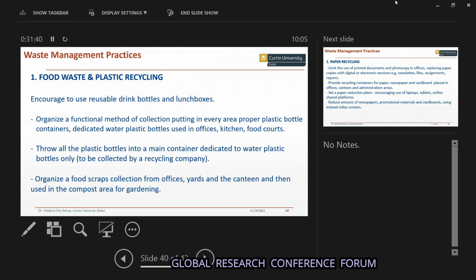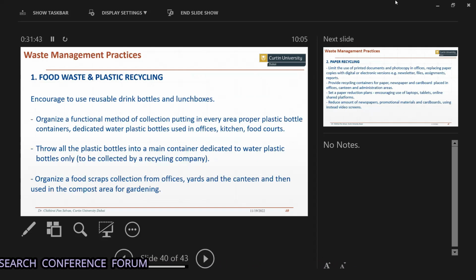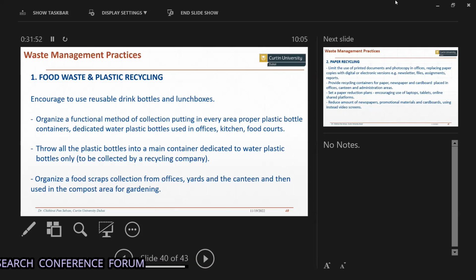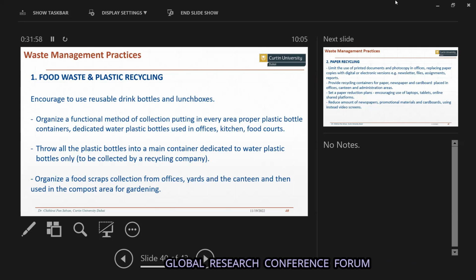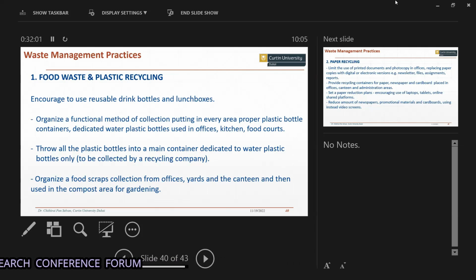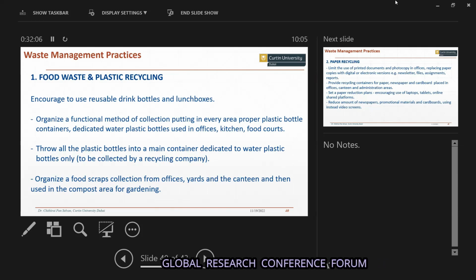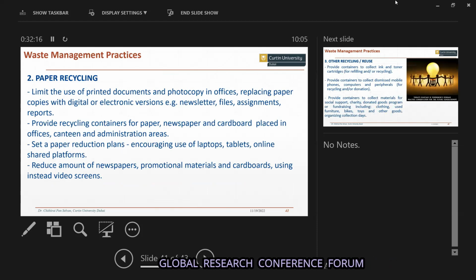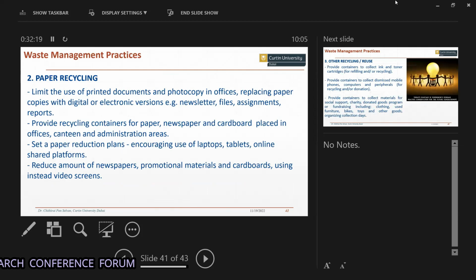Waste management, recycling: limit the use of printed documents, provide e-saving management for paper, set a paper reduction plan, reduce the amount of paper and promotion materials.